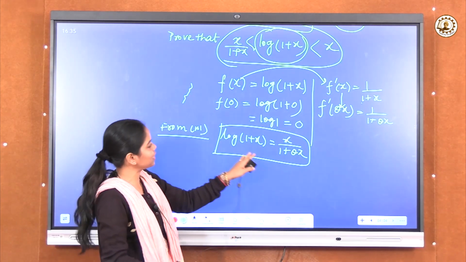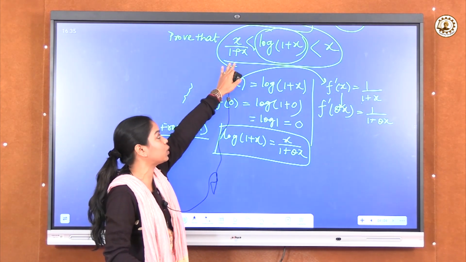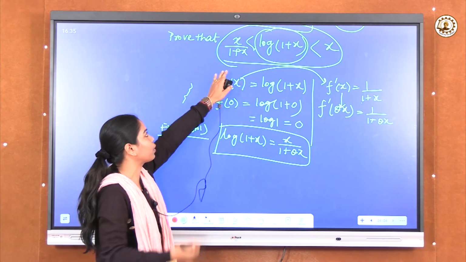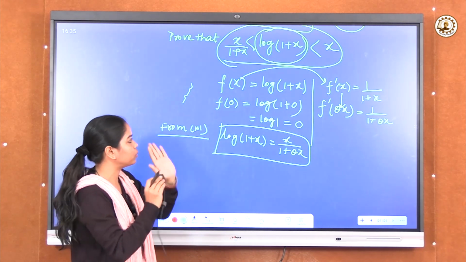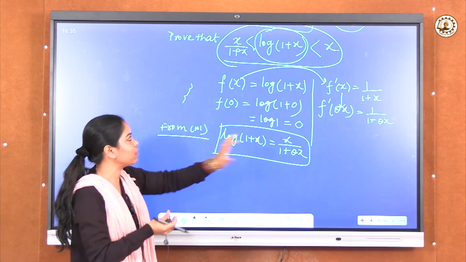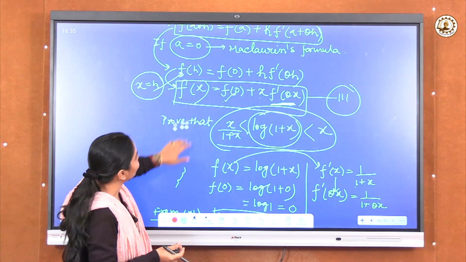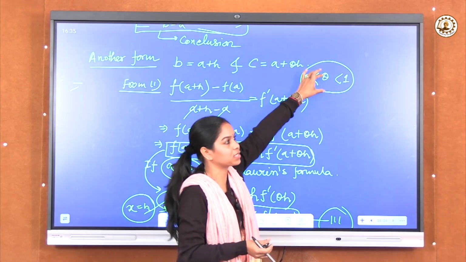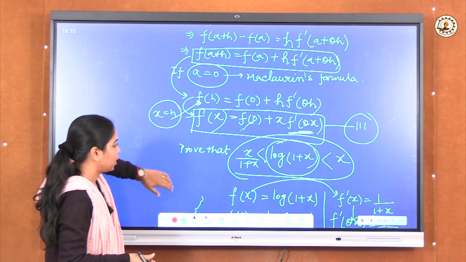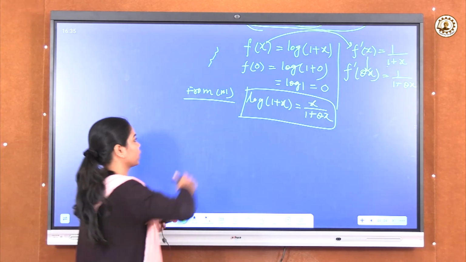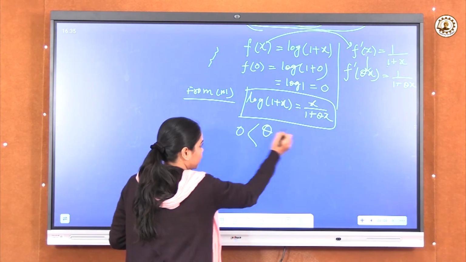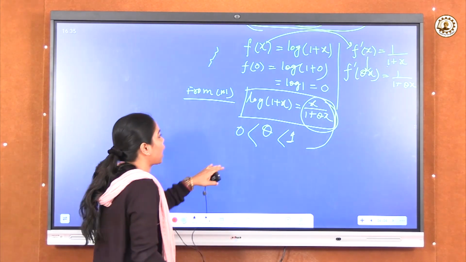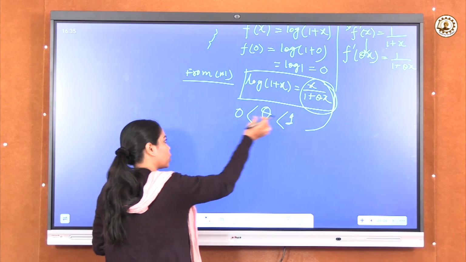Now we have an equation, but we have to prove this inequality. So from an equation, how do we get an inequality? We can take the help of an inequality, and in this entire page you can see that we have only one inequality, which is theta's inequality. So we can take the help of theta's inequality, and from this inequality we can prove this value. Now we know that theta is greater than 0 and less than 1.